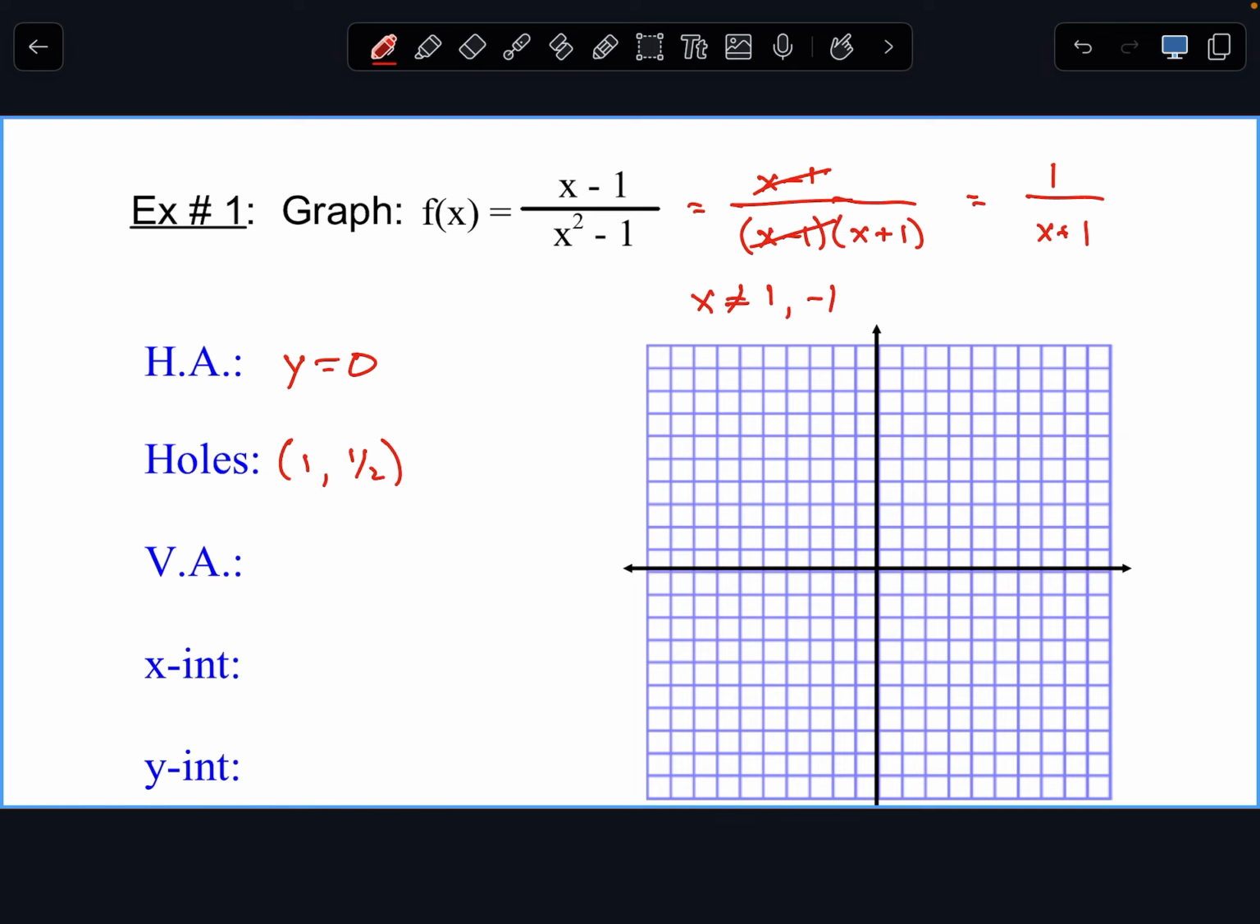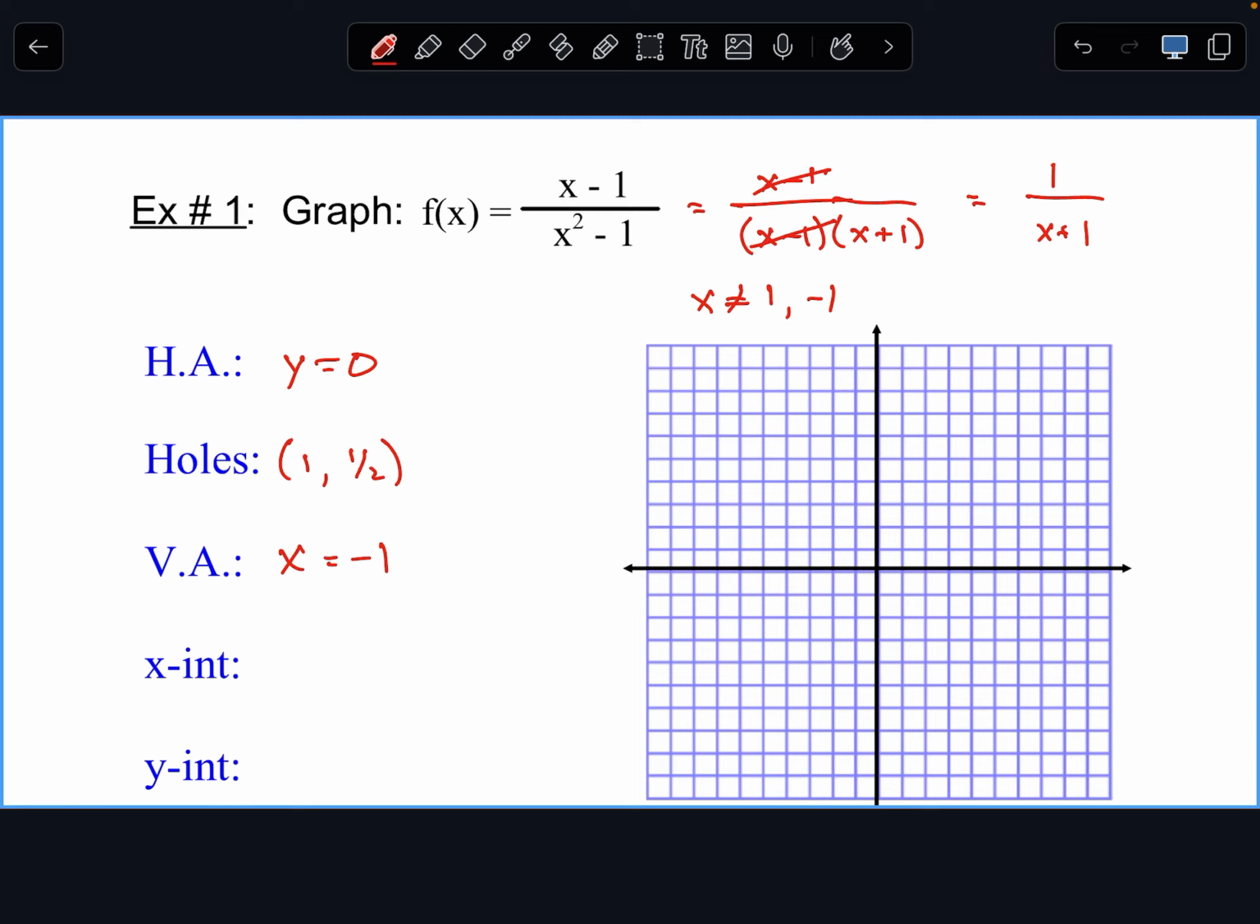Which means if 1 is a hole in the graph, what's happening at -1? That is a vertical asymptote. It's always one or the other. It's either a hole in the graph or a vertical asymptote. If it doesn't cancel, that means it's a vertical asymptote. So we have x equals -1 is a vertical asymptote. And now, just to guide us in our graphing, we're going to find a couple other key points, x and y intercepts.